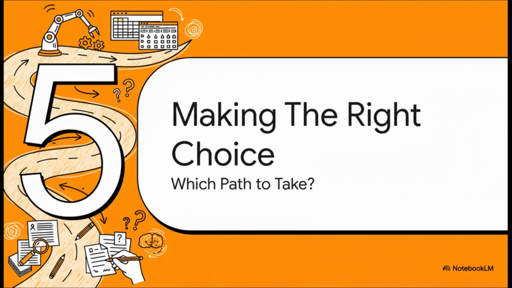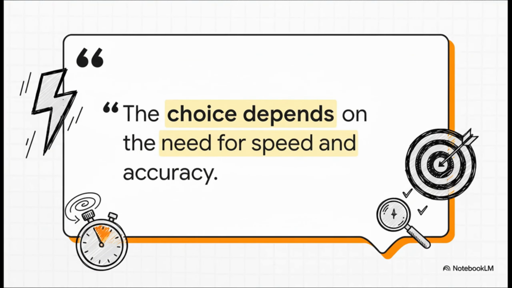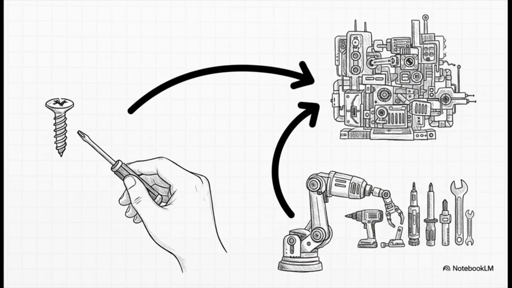Okay, so that brings us to the big question. How do you choose? Which path do you take? Well, it really just comes down to this simple idea. The choice totally depends on your need for two things, speed and accuracy. And that's the real key here. It's not about one being better than the other. It's about matching the method to the task at hand. You wouldn't use a sledgehammer to hang a picture frame, right? Same thing. If you've got a small, one-off project, manual might be totally fine. But for something massive and repetitive, yeah, automation is your only real option.